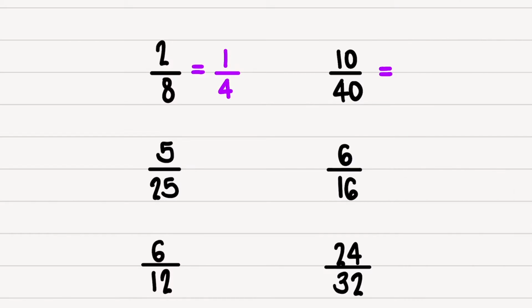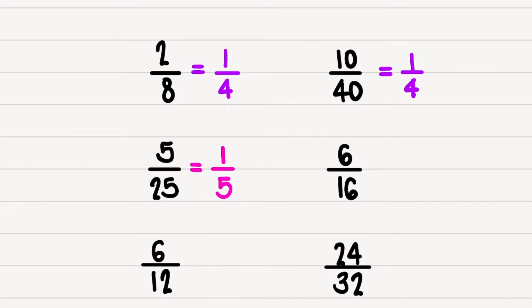So how many times does 10 go into 10? Once. How many times does 10 go into 40? 4 times. Looking at the next one, I have 5 over 25. What number goes into both 5 and into 25? I know that the number 5 goes into both of those numbers. 5 goes into 5 one time, and 5 goes into 25 5 times.